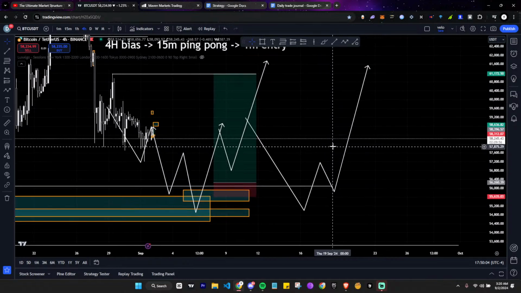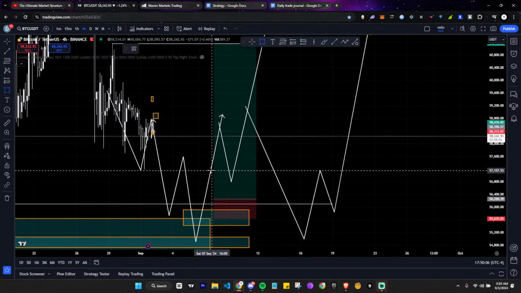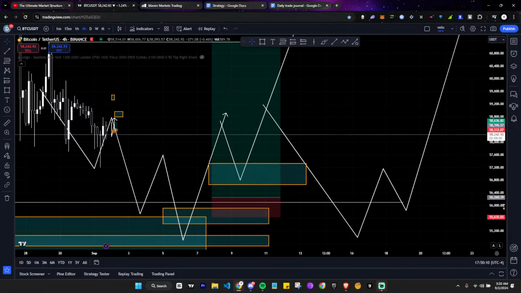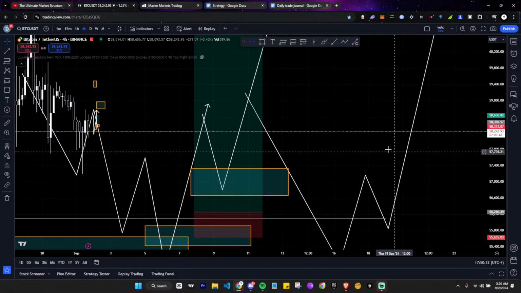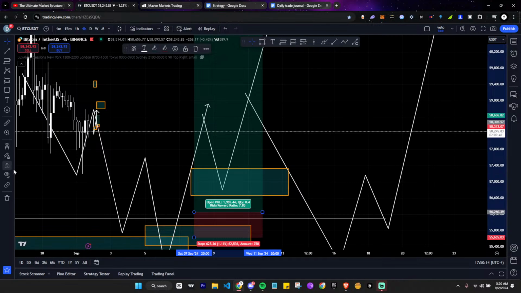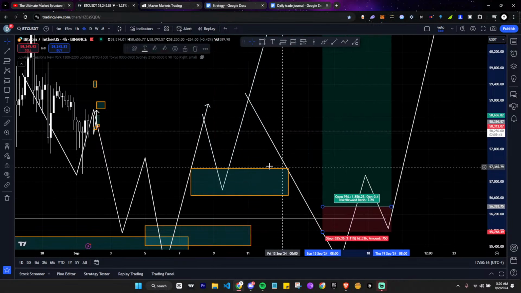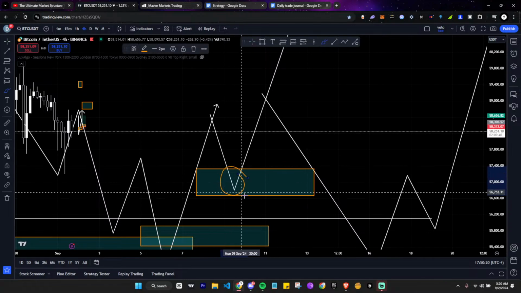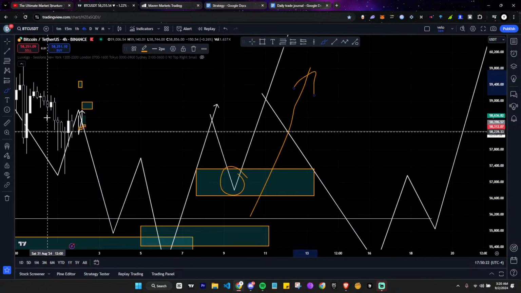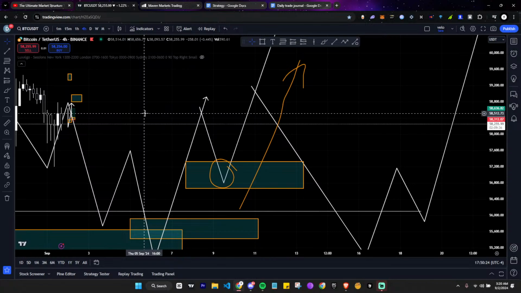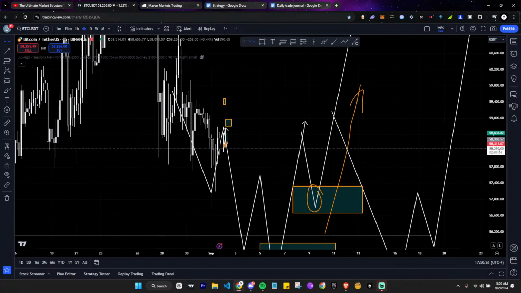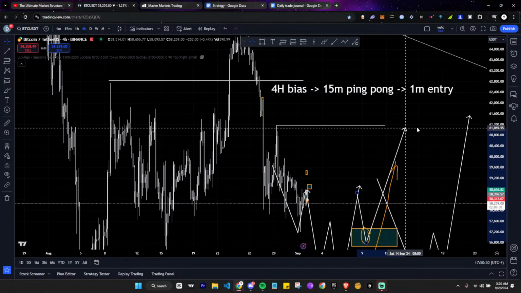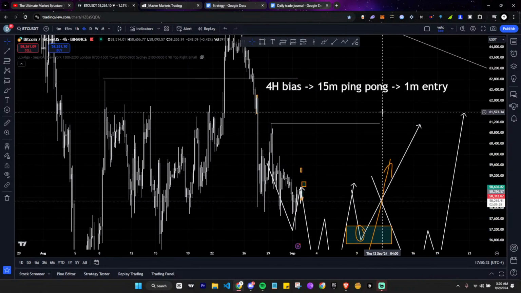Okay, now what is this pullback? Towards a PD array. Now what is this within this PD array? Towards a fair value gap, which is basically a PD array. Okay, what is this within the fair value gap? Manipulation, distribution, simple as that. Power of 3, AMD. Okay, and then you take it towards the drawn liquidity. Simple as that. Okay, so I hope you guys got the idea.